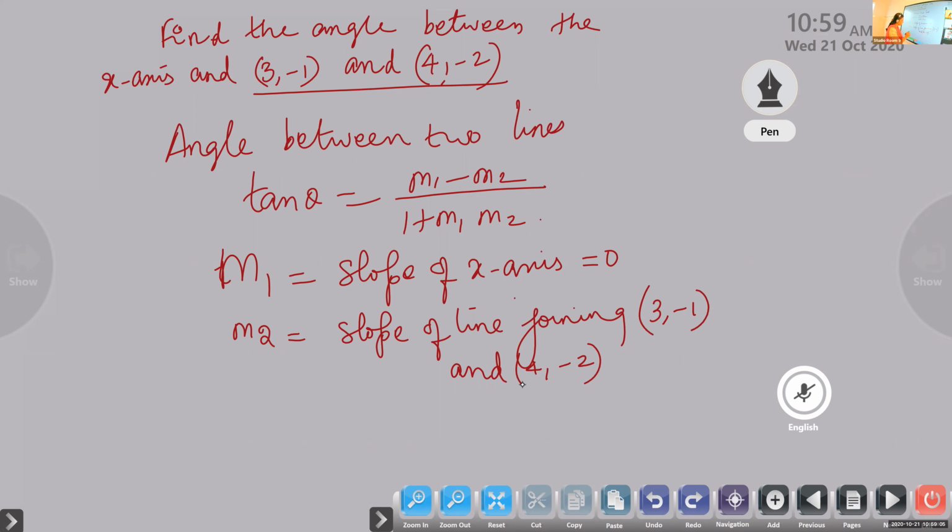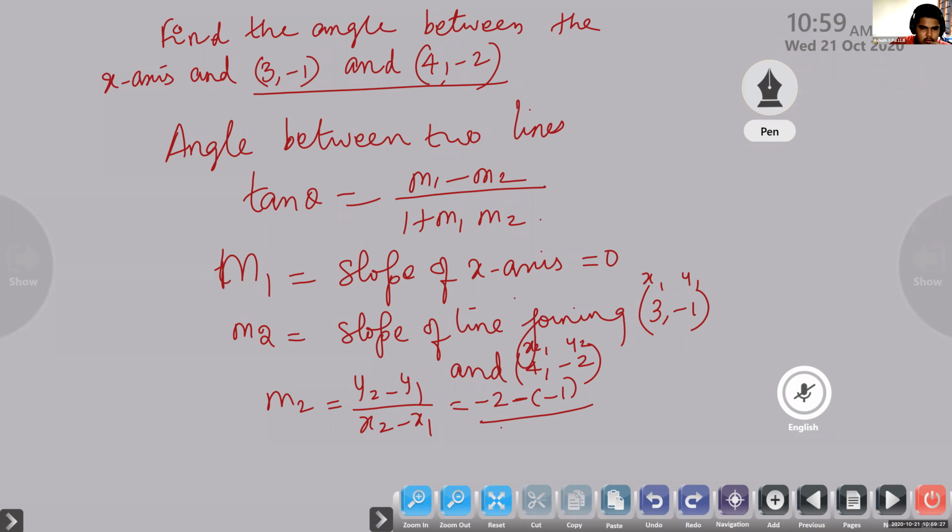So here, what is the formula you have to use here? m2 is y2 minus y1 by x2 minus x1. You can take the first point as x1, y1, the next point as x2, y2. So y2 minus y1 is minus 2 plus 1, by x2 minus x1, which is 4 minus 3. So it is minus 2 plus 1, which is minus 1 by 1, which is minus 1. Is it correct? So m2 is minus 1.